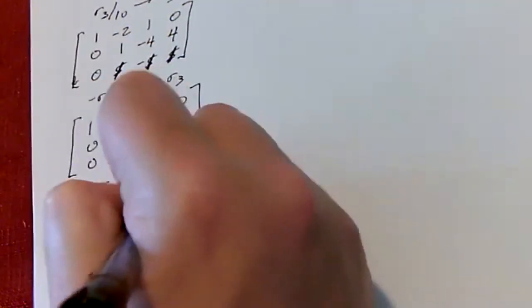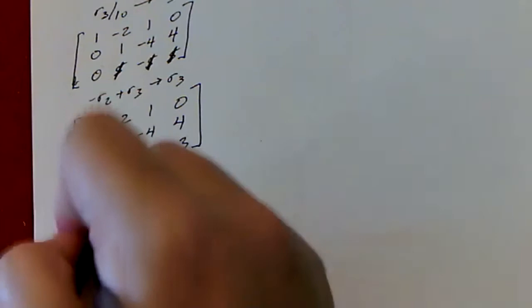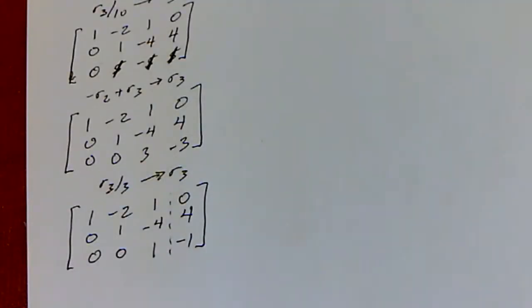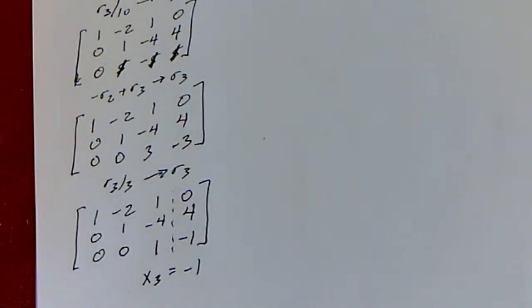So my first row is -1, -2, 0, and 1, 1 and 0. Second row is unchanged. And my third row now is 0, 0, 1, and -1. Okay. So the thing to notice here is, remember, I have this imaginary dashed line that represents my equal sign. So I know now that x3 is equal to -1.